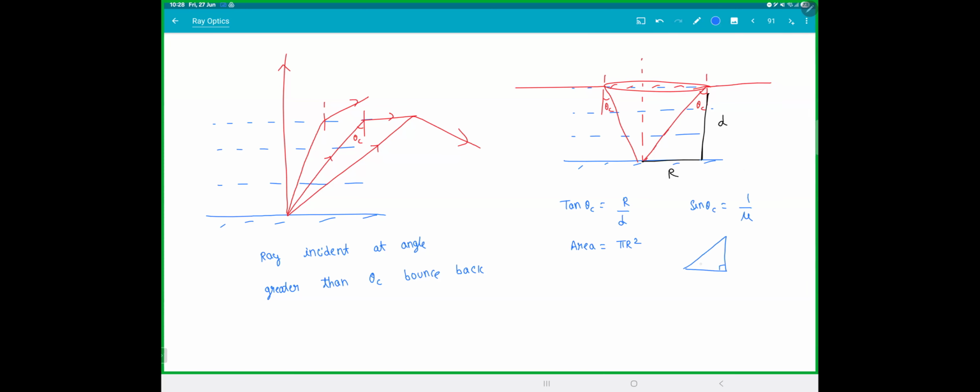So from sin theta, how to get tan theta? 1, this is mu. This is root over mu square minus 1. So tan theta is 1 by root over mu square minus 1. You substitute that, you get the answer. Now, how do you get the power escaping?